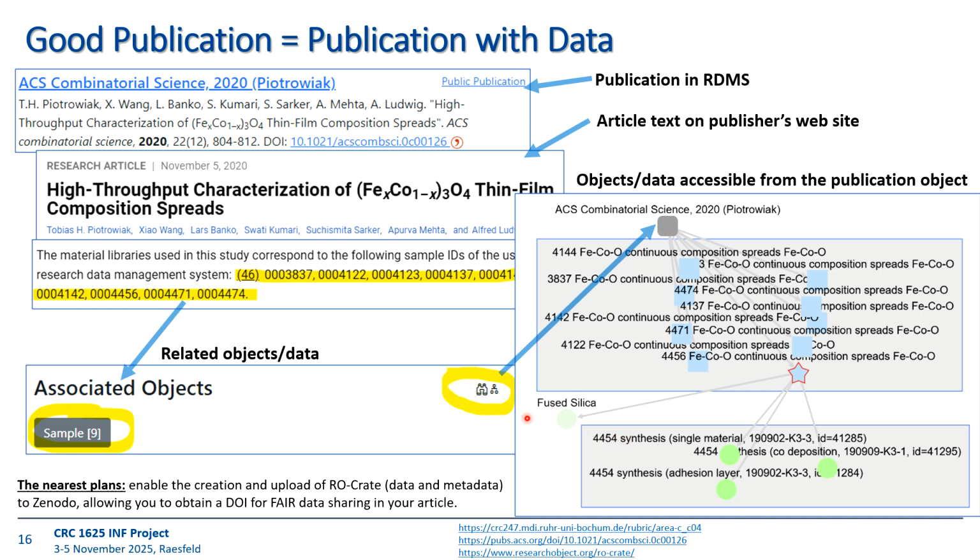Obviously, if you create an object for your publication and similarly link all the relevant samples, in the near future you will have the ability to automatically generate a file containing copies of all documents along with your metadata. This package will be automatically uploaded to Zenodo, for example, receiving a DOI, which you then will be able to use in your publication.